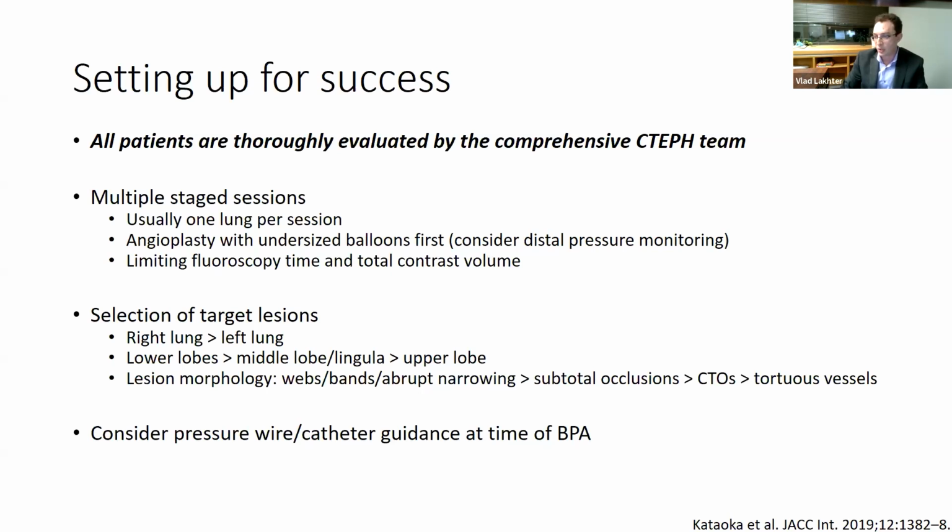I think that's if there's more disease on the left side than on the right side, you would go for the left lung first. But I think what's more important is treating the lower lobes before the middle lobe, lingula, or the upper lobe, because you will have the most restoration of VQ matching by treating the lower lobes before the middle or the upper lobes.